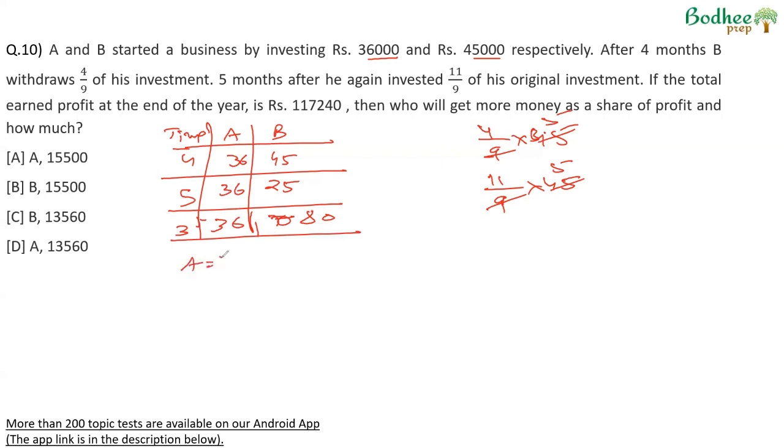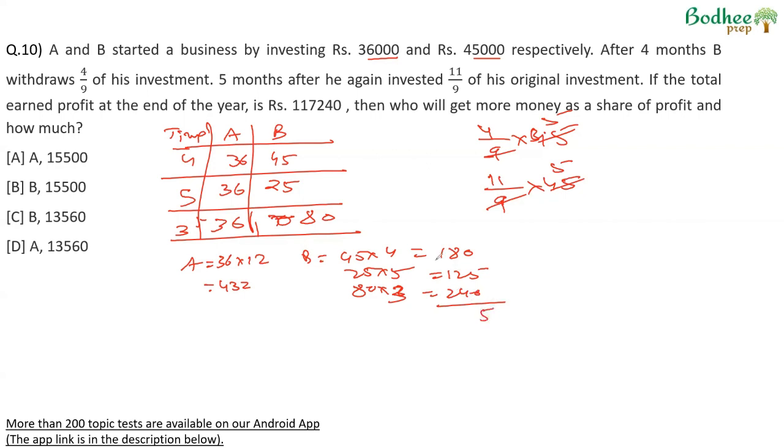For A, the investment will be 36 into 12, 36 for the entire 12 months. 36 into 12 will be 360 plus 72, which is 432. For B, it will be 45 into 4 plus 25 into 5 plus 80 into 3. 45 into 4 will be 180. 25 into 5 will be 125. 80 into 3 will be 240.